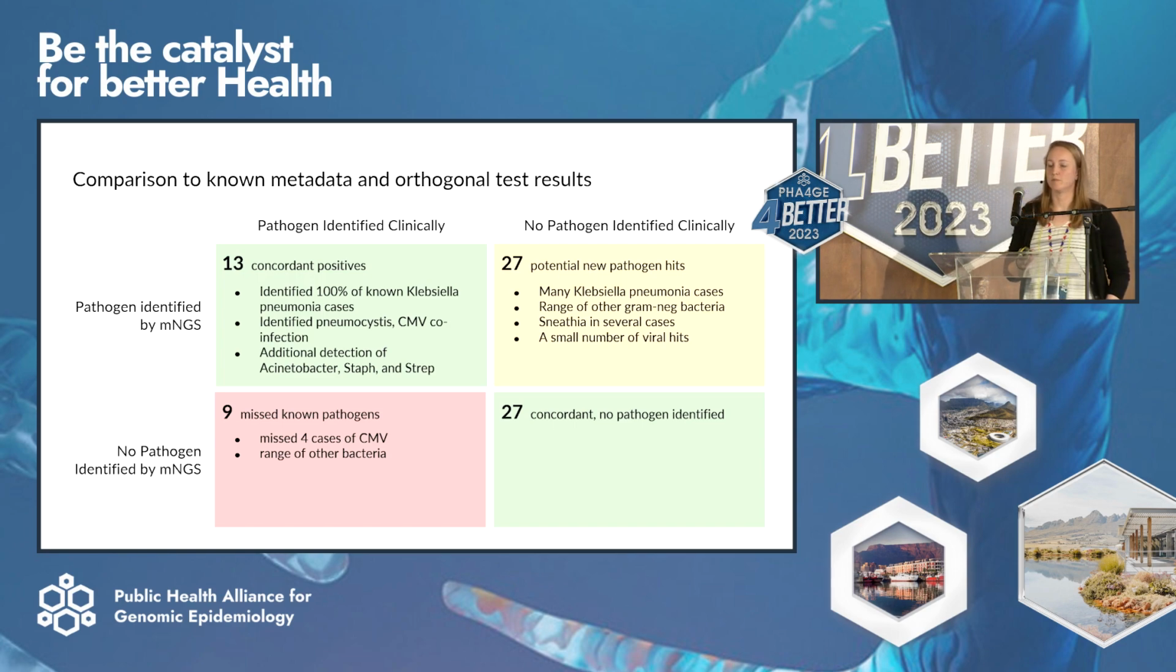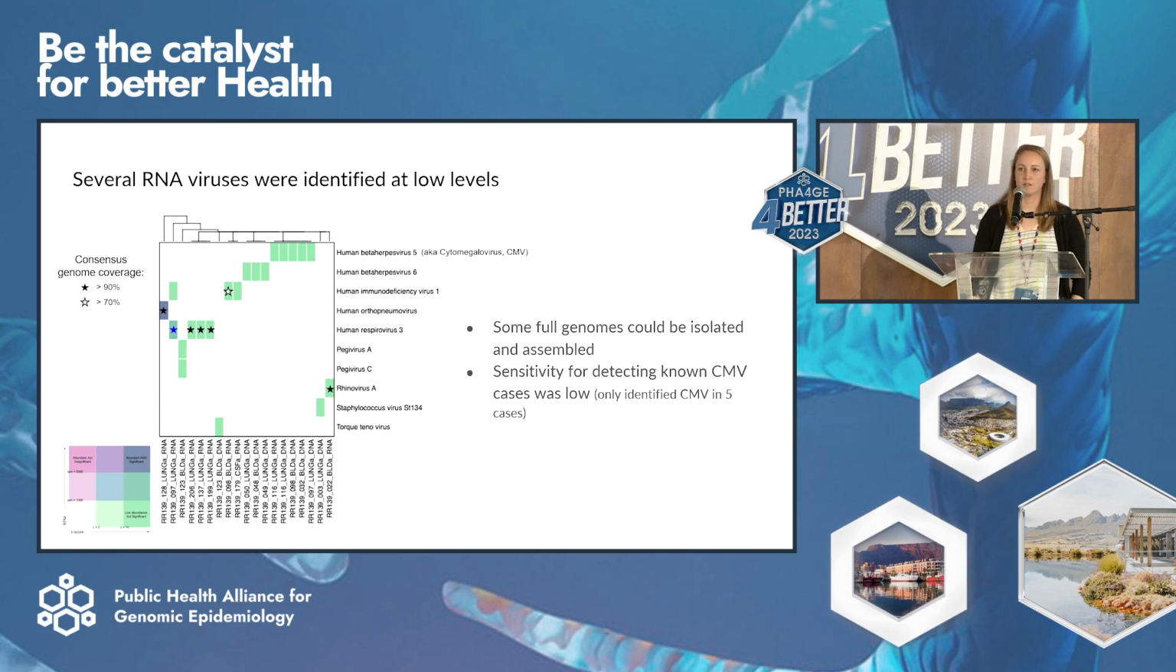So things like Klebsiella pneumonia and a range of other gram-negative bacteria. There are also a number of viral hits. So we can look across the cohort. And here we're showing the RNA viruses that were identified, most of them at relatively low levels. But from some of these, those with the star, we generated pretty decent consensus genomes that could, in theory, be taken downstream into further analysis.